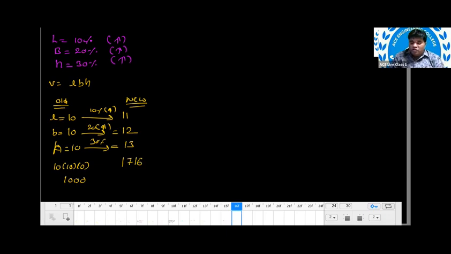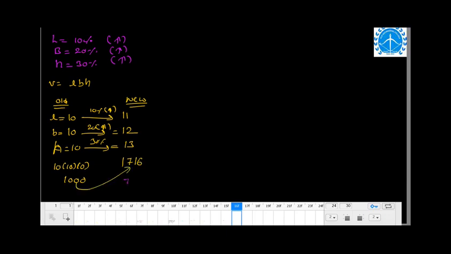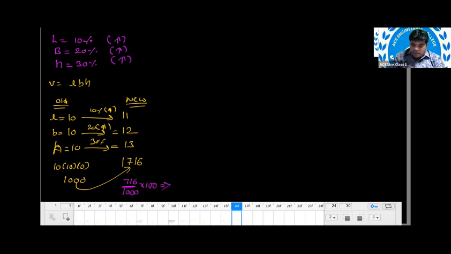So how much is increased compared with the old? 716. Compared with 1000, simplify, the answer is 71.6% increased.